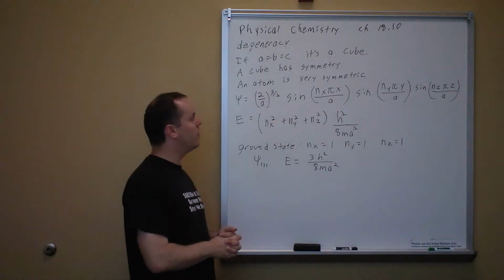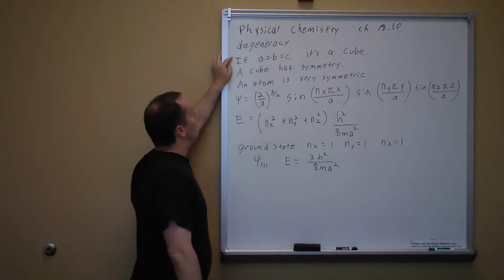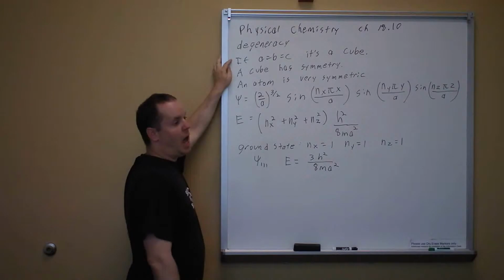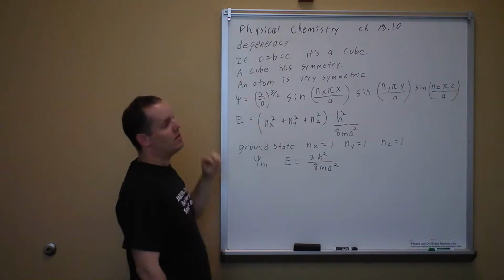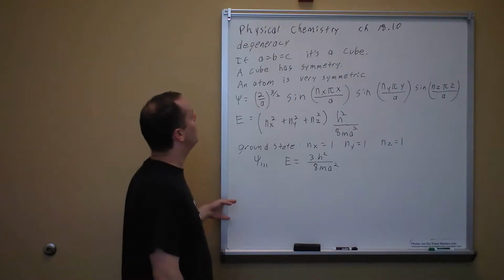Continuing on physical chemistry, we're at chapter 18, we're starting section 10 now. We're going to talk about degeneracy. So remember in the previous session we talked about a particle in a 3D box, and we explicitly said that a and b and c were different. And the reason is because then it wouldn't experience degeneracy.